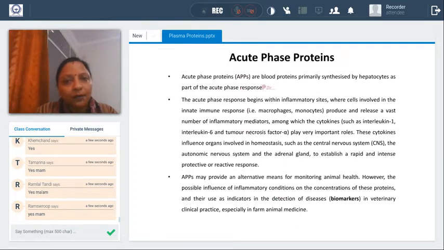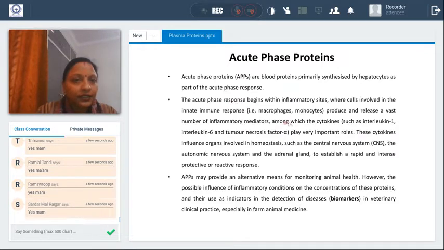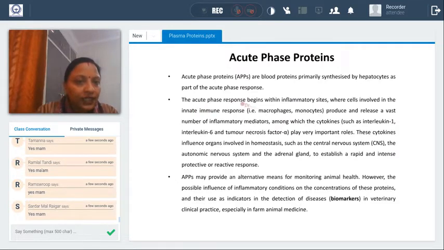Acute phase proteins are blood proteins primarily synthesized by hepatocytes during the acute phase response. So it is synthesized in the liver. Where are acute phase proteins synthesized? Please write in the box. APPs are synthesized in the liver.